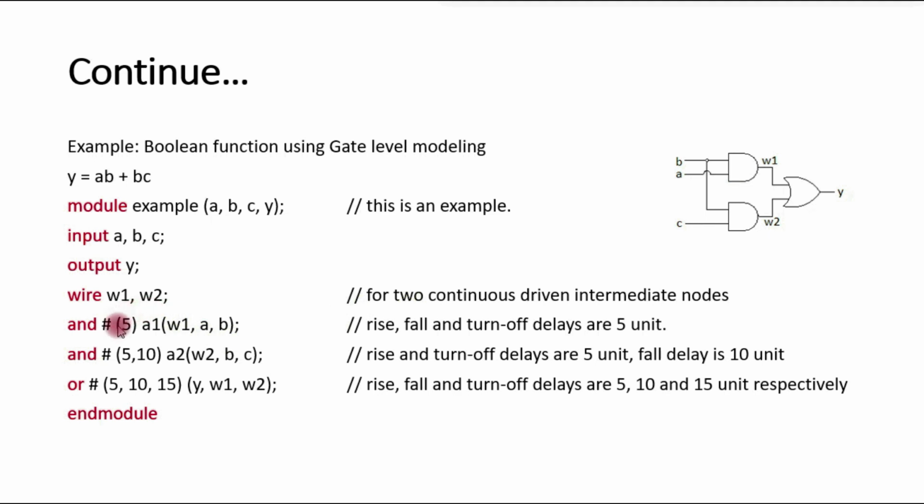For the A1 AND gate, we are assigning one value, hash, then 5. It means this 5 shows the rise, fall and turn off delays for the A1 AND gate. For the second AND gate, that is A2, we assign two values here, 5 and 10. So the first value reflects rise time and the second one is fall time. So 5 is the rise time and fall time is 10 for the A2 AND gate. And for the OR gate, we assigned three values here, 5, 10 and 15. So in this case, rise delay is 5 units, fall delay is 10 units and turn off delay is 15 units.